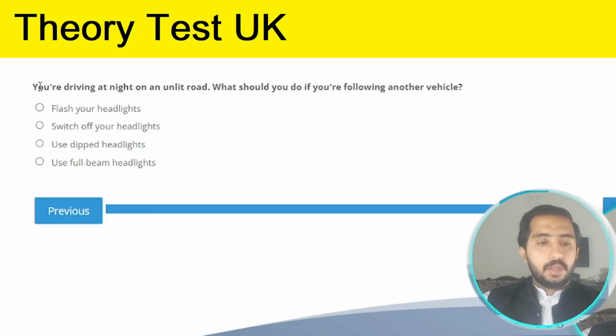Next question. You are driving at night on an unlit road. What should you do if you're following another vehicle? In this case, you need to use your dipped headlights.